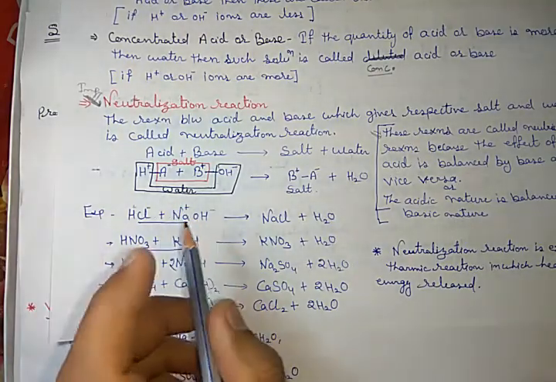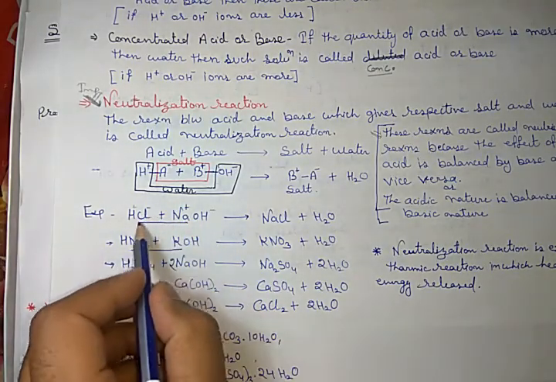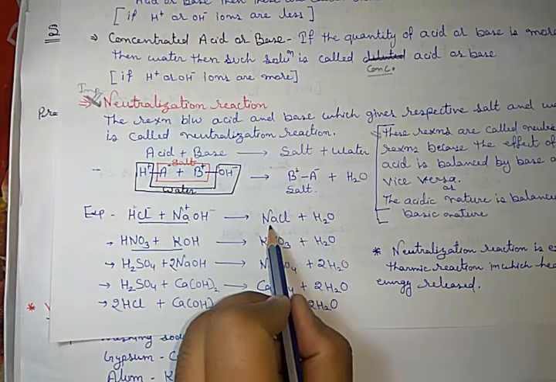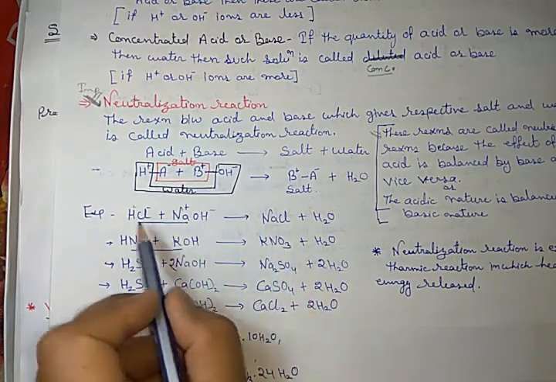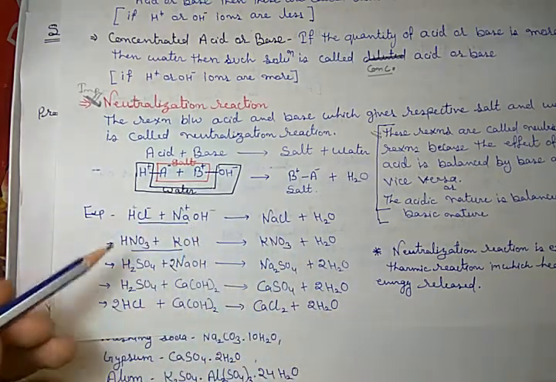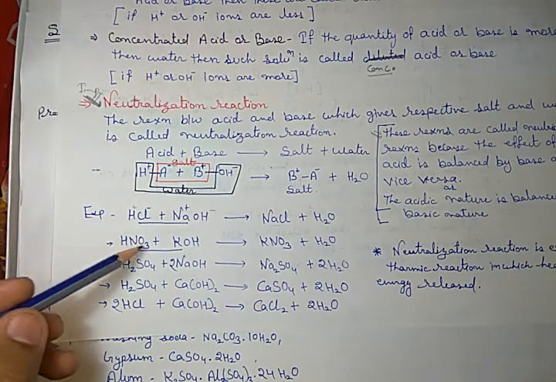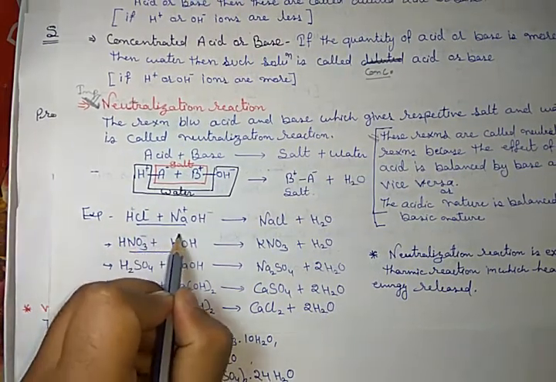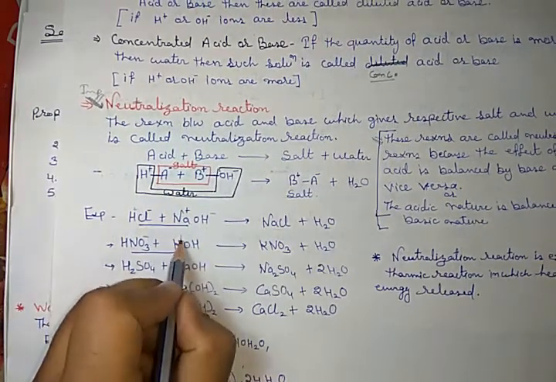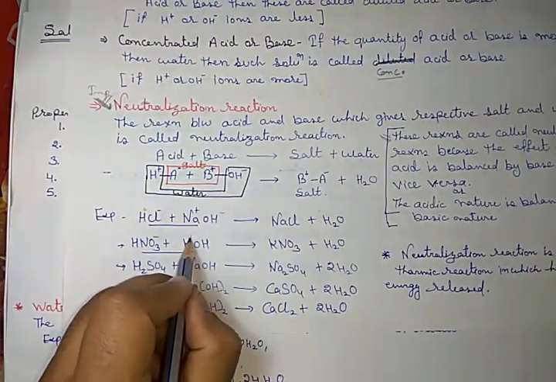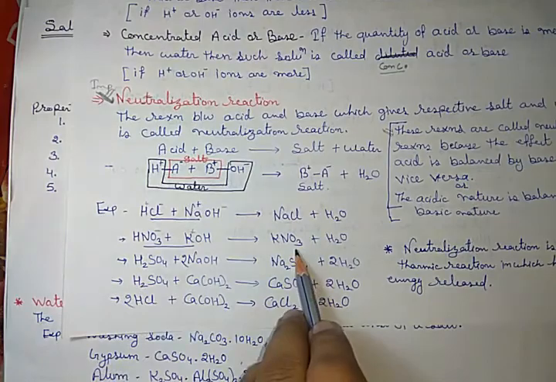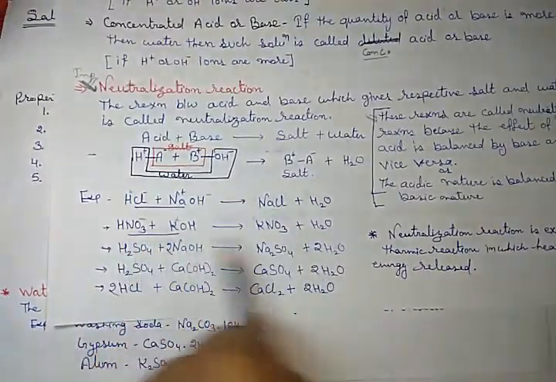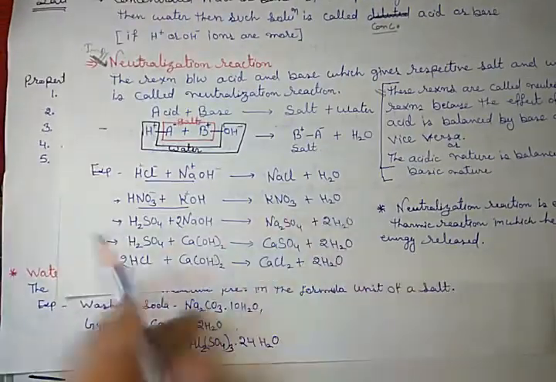Here let me clear one thing: the positive part always comes first. That's why it is written NaCl, not ClNa. Similarly, HNO3 plus KOH: the negative part NO3 and the positive part K plus combine and make salt, KNO3, and the remaining part combines and makes water.